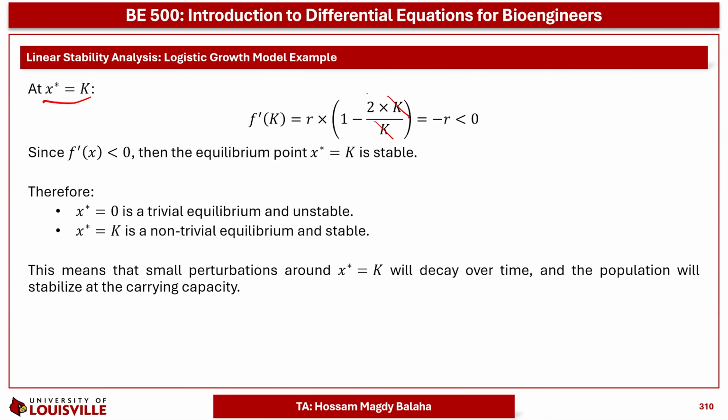1 minus 2 will be minus 1 multiplied by r, which will be negative r. So negative r is below 0. So at this point, we have a stable equilibrium. Now, x near 0 is a trivial equilibrium and unstable. X near k is a non-trivial equilibrium and stable.